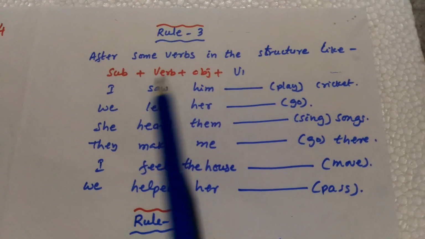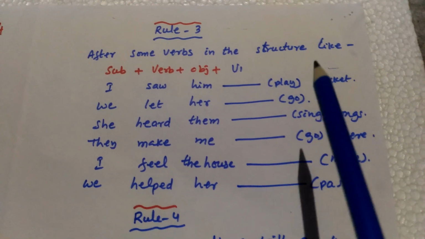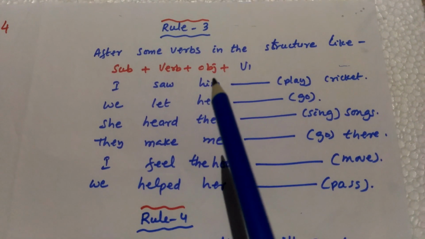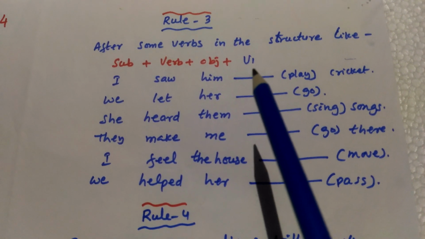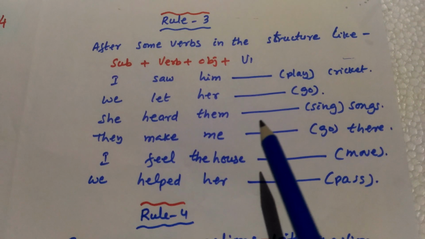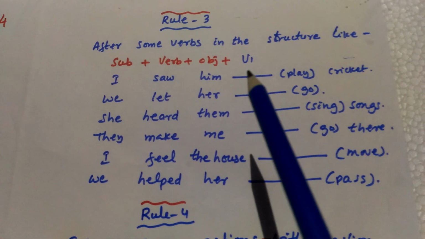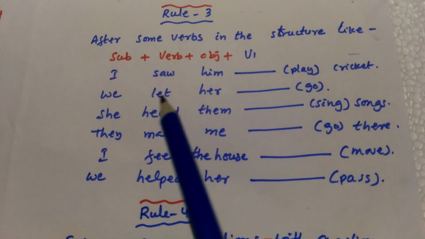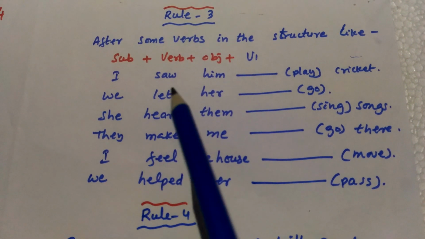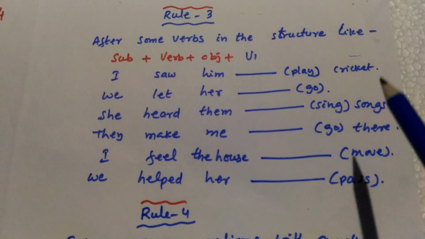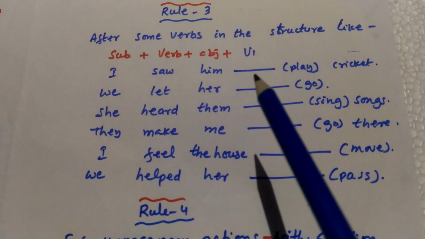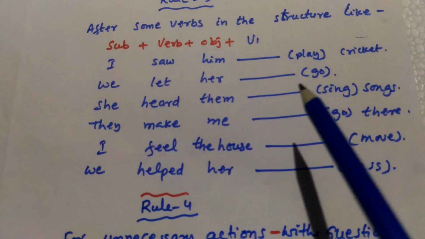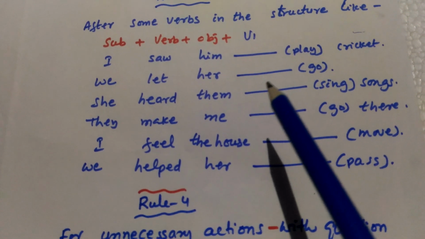Rule 3. After some verbs in the structure, that is subject plus verb plus object plus verb 1 form, we have to write only verb 1. Here the verb 1 is called bare infinitive. Look at these examples. I saw him dash play cricket. The right answer is play, base form. We let her go. Here go is the base form we have to write here.